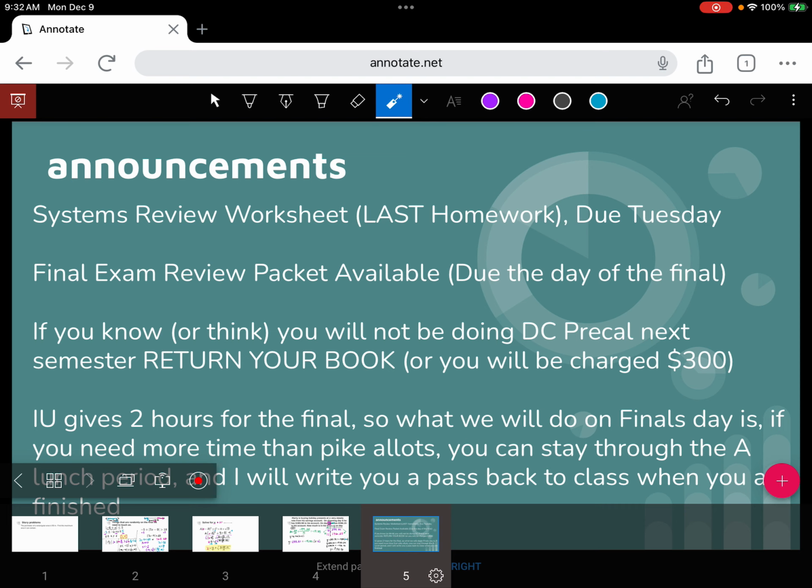This is third period, so we will be on the third. Yes. And IU gives 2 hours for the final. Pike's schedule has it as 90 minutes. So what we'll do is, if you need that extra half an hour, you're just going to hang out through fifth period, because we go back right up. It's 1, 3, 5 on that day. So you'll just hang out with me through the beginning of fifth period, because you will have already taken that final. You're aggressively agreeable right now. I will write you a pass either to lunch or back to class if you need that time.